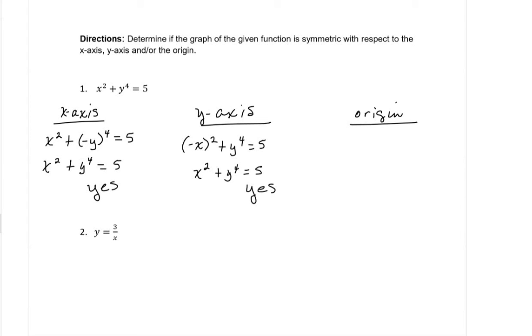And now I'm going to see if there's symmetry around the origin. So replace x with negative x, replace y with negative y, and see if I can simplify this and make it look like the starting problem. And it does. x squared plus y to the fourth equals 5. That's exactly what I started with, so there's symmetry there as well.